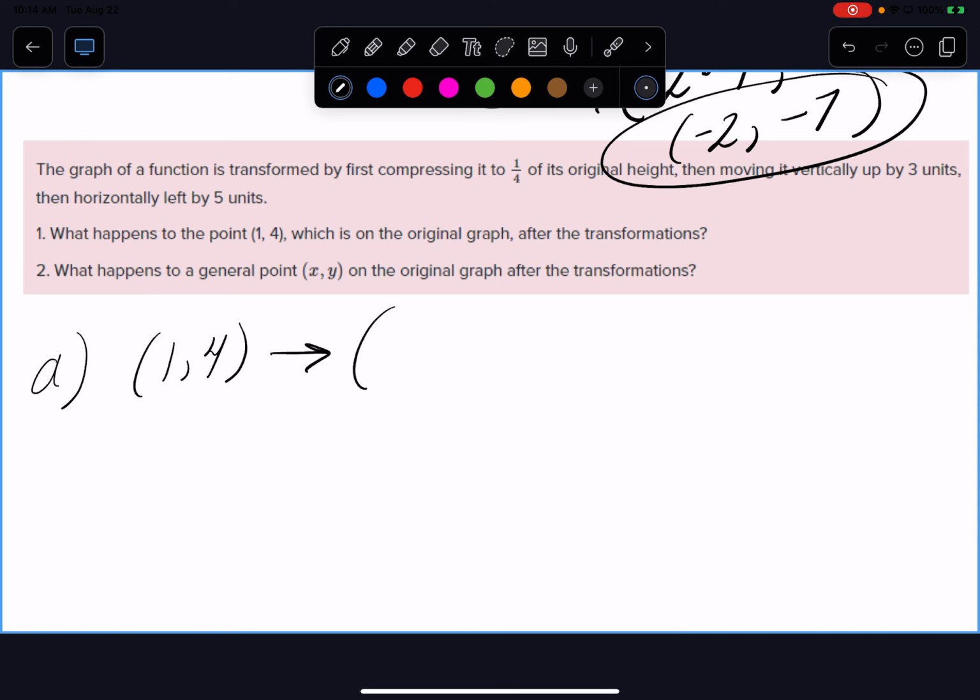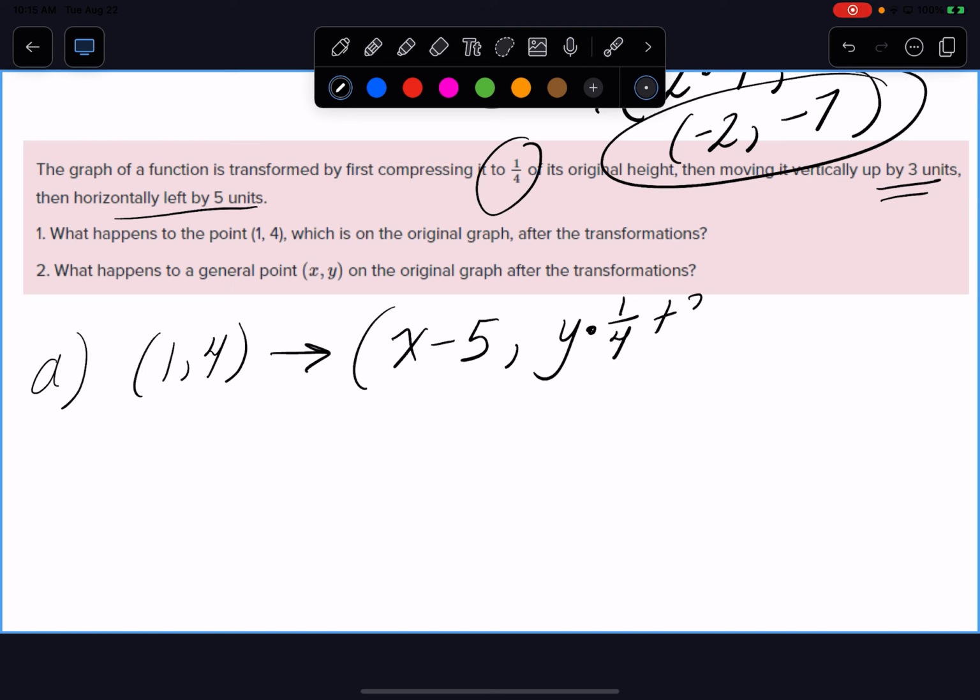What do we need to do to our x's? Is there any x shift? Let's read it. Horizontally left by 5, yes? So what do we need to do to our x? We need to -5, right, everyone? Okay, and then our y value, it says compress it by 1/4. So we times it by 1/4, and then it's going up by 3 units. So then plus 3. All right, so now let's go answer the question. It would be 1 - 5.